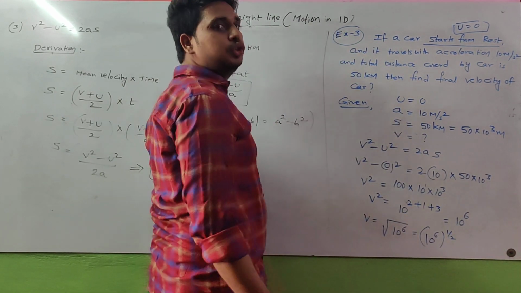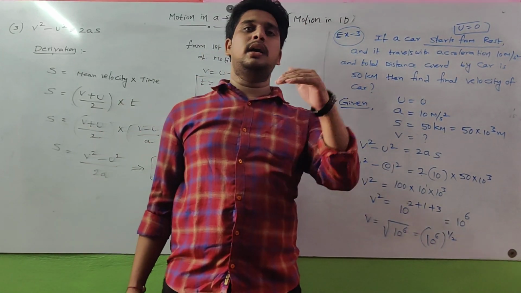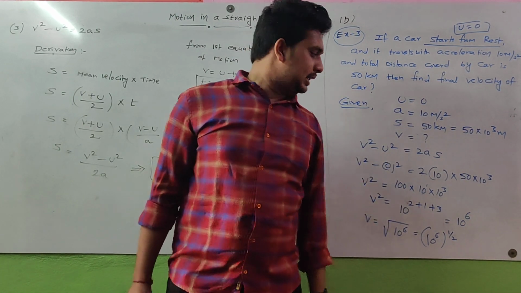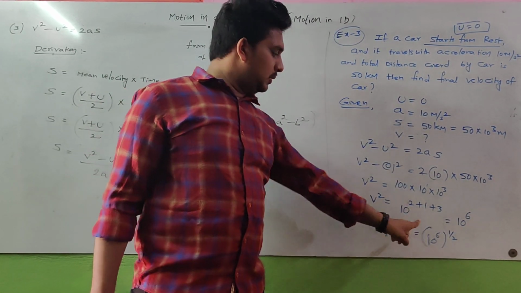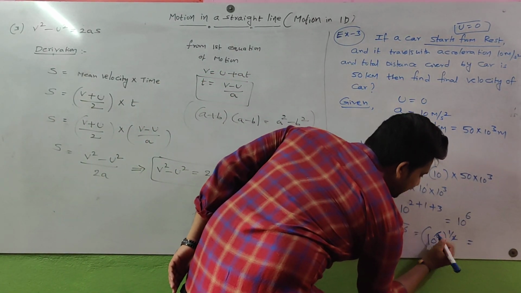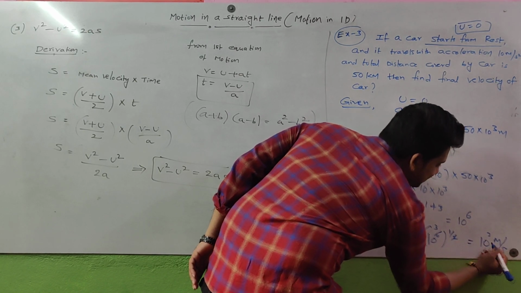Square root means we should take the power 1 by 2. This is very important. Square root means you should take the whole power 1 by 2. Cube root means you should take 1 by 3. Here a square root is there, so I am taking the whole power 1 by 2. Then what did we get? 6 times 1 by 2 is 3. So we got 10 cube meter per second.